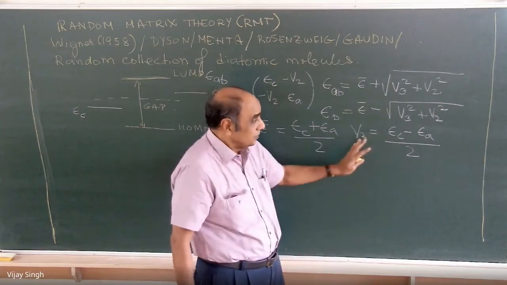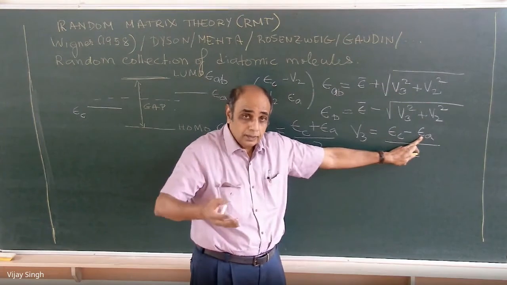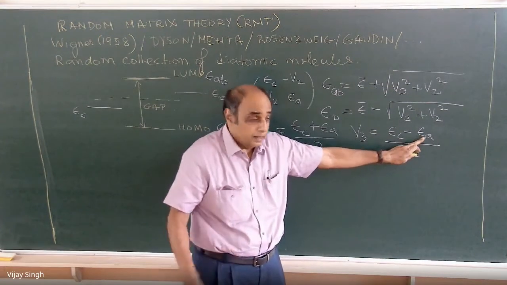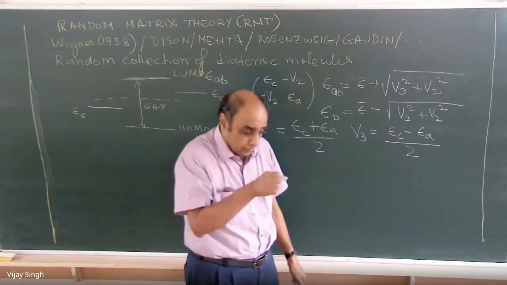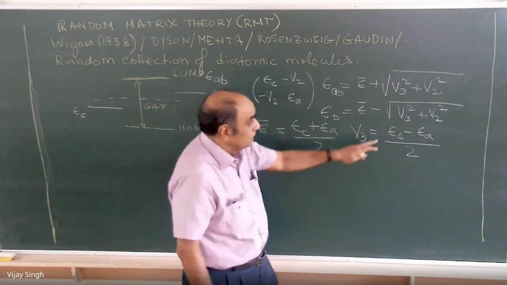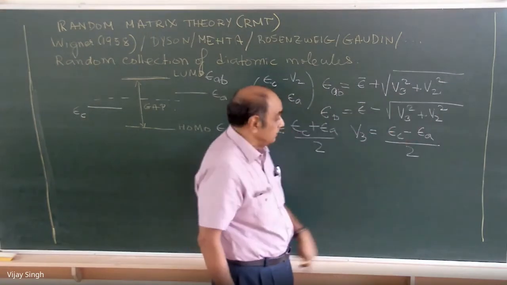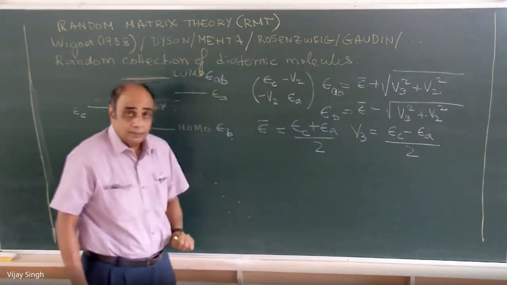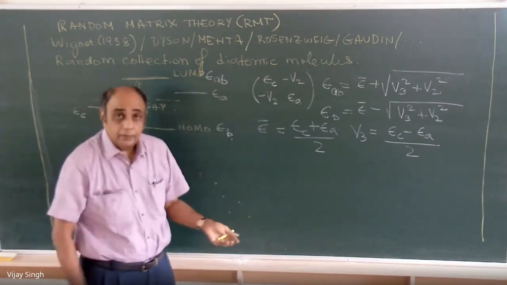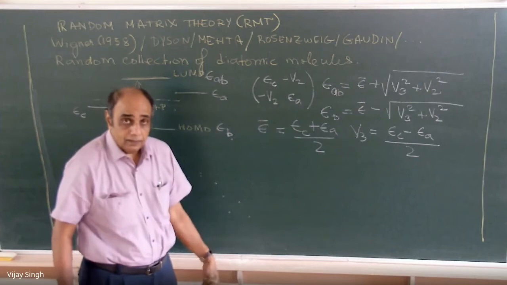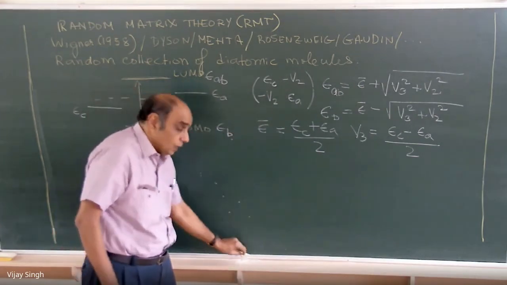So this measures the polarity of the system. If it's a totally homopolar molecule, EC is equal to EA. You would still get a band gap because V3 is 0 but not V2. Okay. This is the average value. I'm not going through this algebra, I think you're familiar with it, but you can remind yourself about it later in the evening.